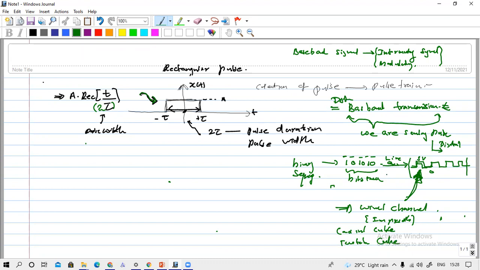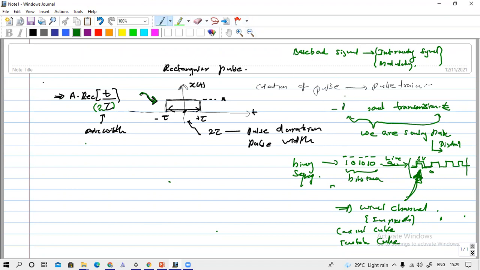Normally digital baseband transmission is okay for lines. If the transmission medium is a guided transmission medium, we can use digital baseband transmission. Otherwise, we can't do it. But still, we are doing this digital baseband transmission.